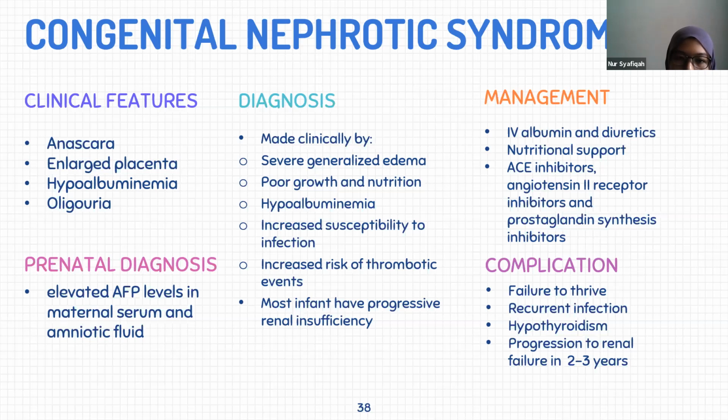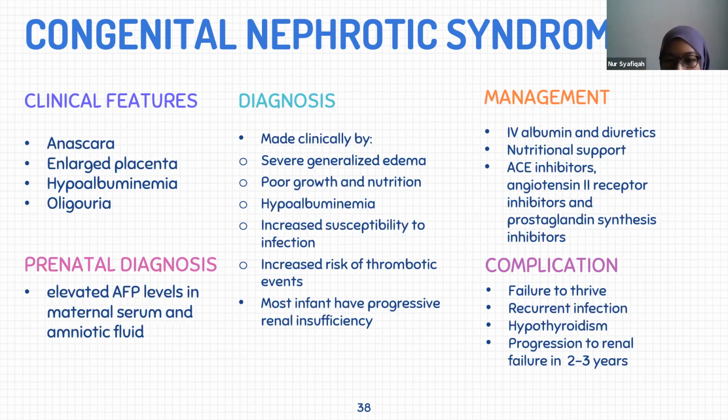Congenital nephrotic syndrome can be diagnosed prenatally, where there is elevated alpha fetoprotein levels in maternal serum and amniotic fluid. Diagnosis can also be made clinically, where there is severe generalized edema, poor growth and nutrition, hypoalbuminemia, increased susceptibility to infection, and increased risk of thrombotic events. And most of the infants have progressive renal insufficiency.